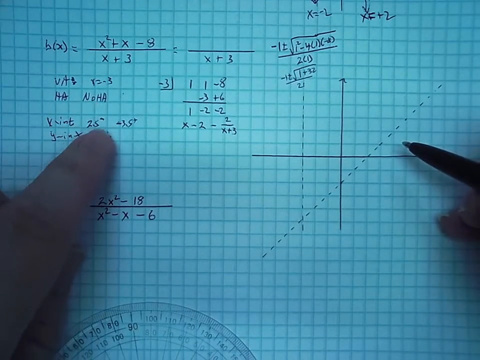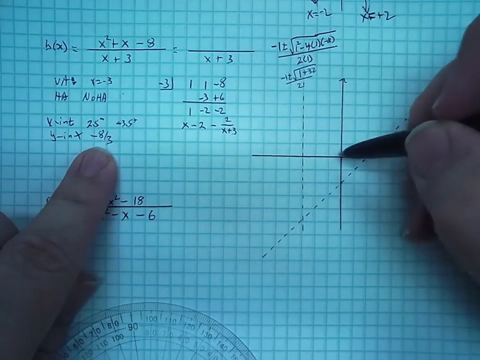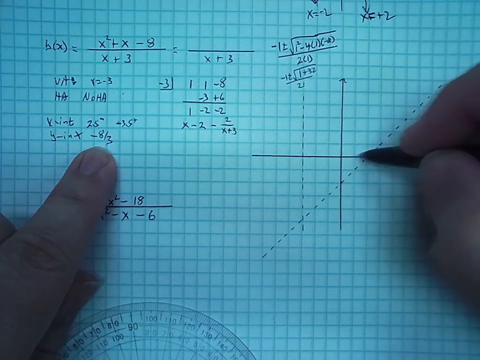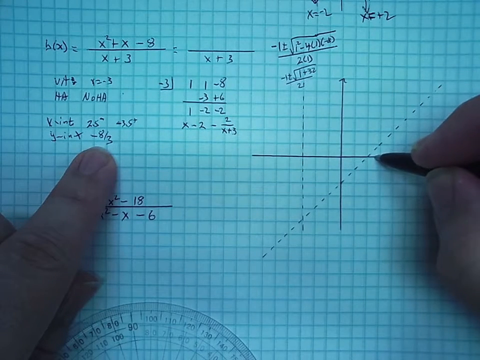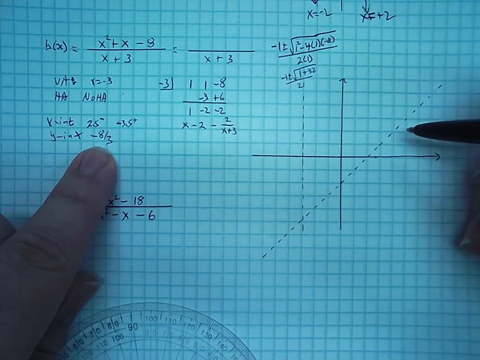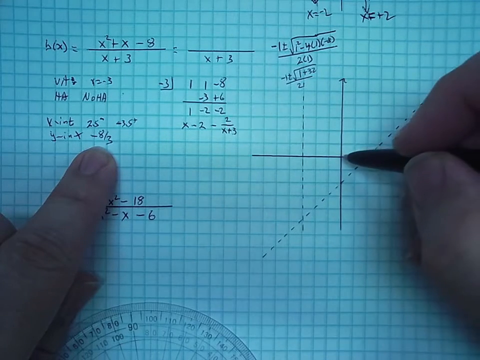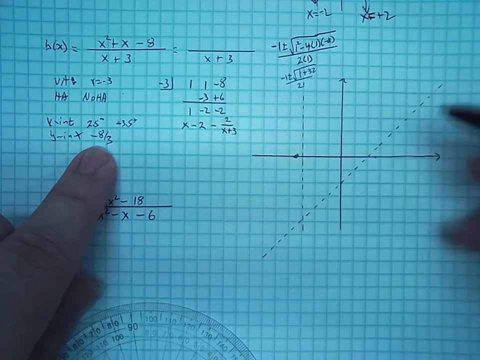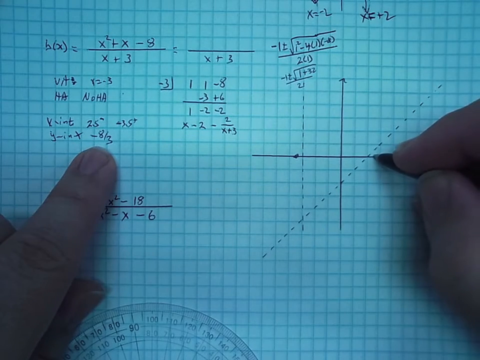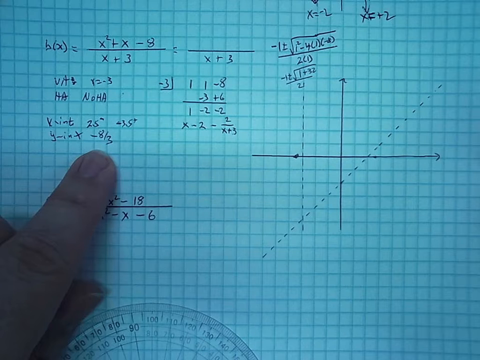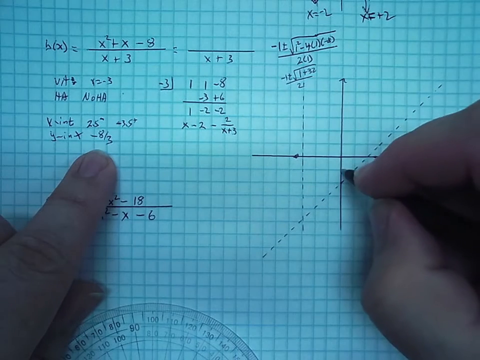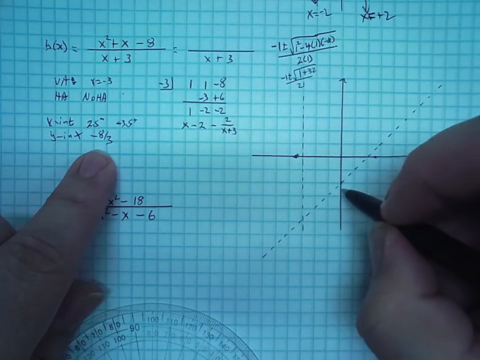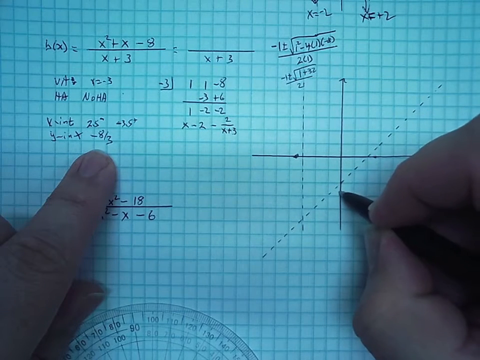So let's see, vertical asymptote, I have a slant asymptote. My zeros are around 2.5 and negative 3.5, just to the right. Okay. And then my y-intercept, negative 8/3, is 2 2/3. 3, 4, 6, 7, 8/3.